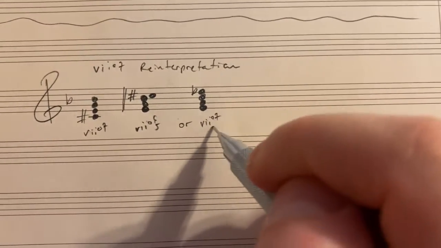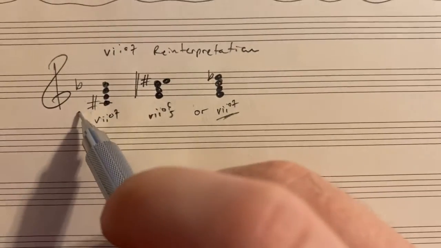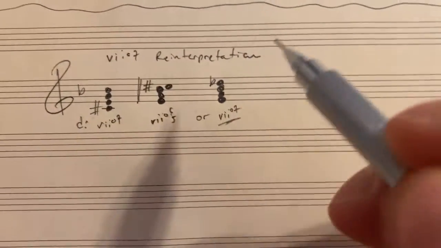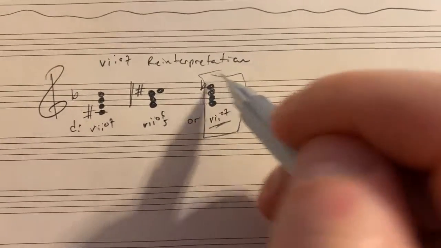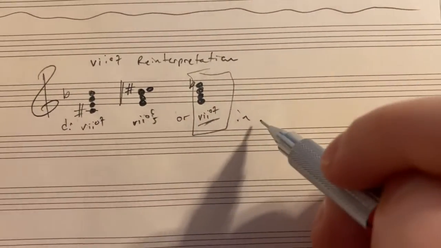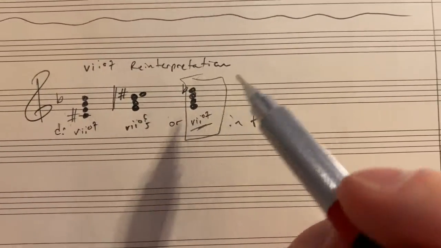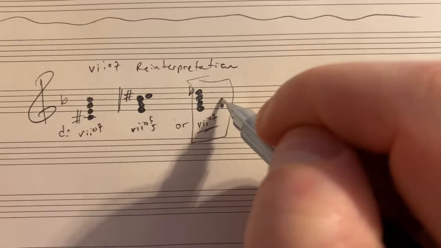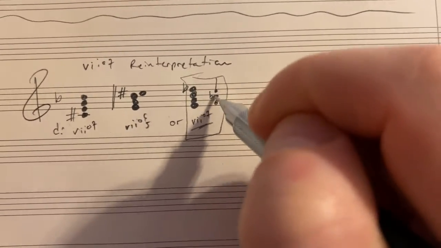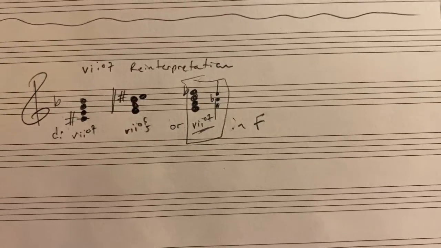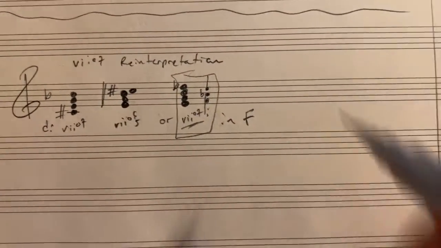as a 7 diminished 7 itself in a different key. This one was in D minor. This one is in F major or F minor. Right? This could resolve into an F minor chord very nicely. Right? That would be our 1 in F. And you can keep going.